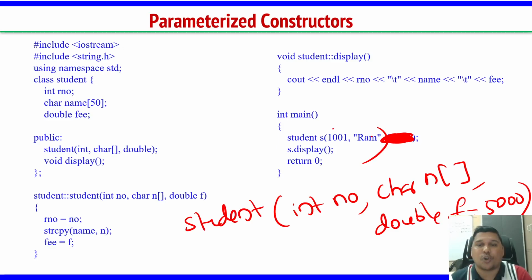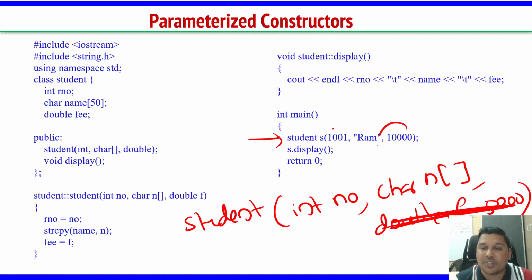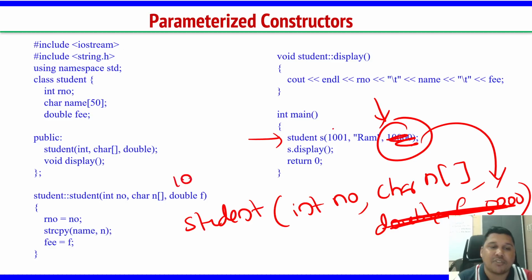Functions have default arguments. When you are calling a function with only two variables, the third variable is assigned like this. If you are giving three variables, no problem. This will not be considered. 5,000 will be overridden with 10,000 when you are passing it. But if you don't pass this, it will take the default value 5,000, which you are writing here, double f equal to 5,000. So default arguments are possible here also, default arguments in this parameterized constructor.